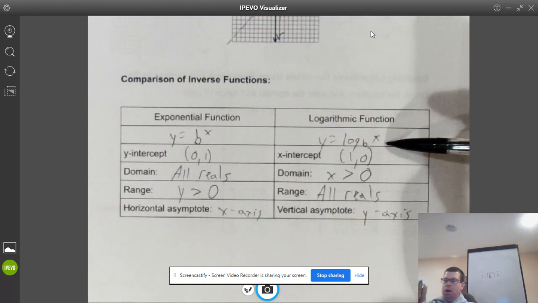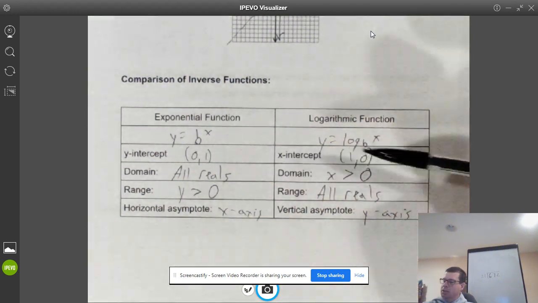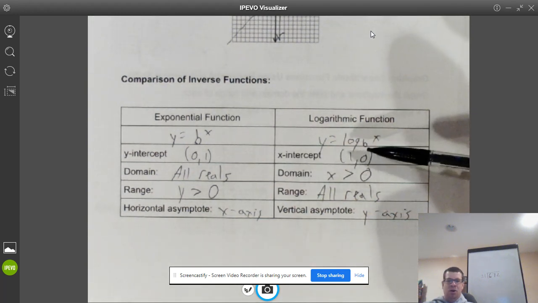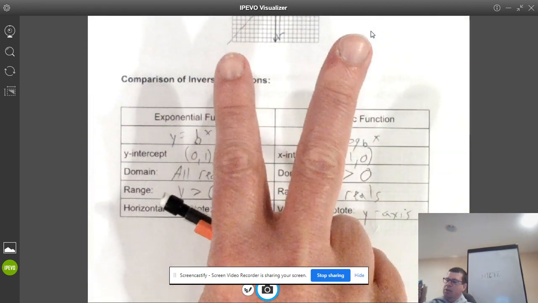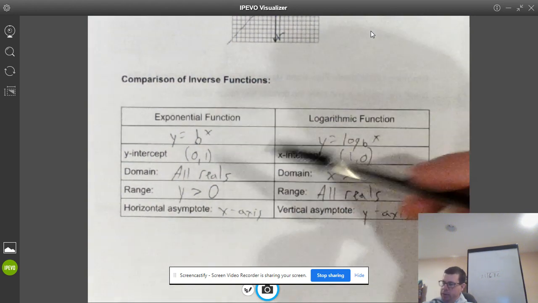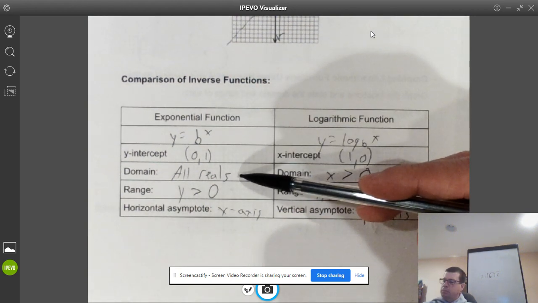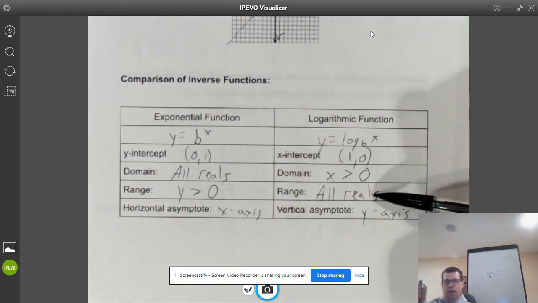So if I talk about a logarithmic function, it looks like this: y equals log base b of x. If an exponential had a y-intercept at 0, 1, it means this thing has an x-intercept at 1, 0. Again, when we talk about inverses, we're basically talking about taking all the x's and y's and just reversing them. So you see here the domain of an exponential is all reals. If I switch that over to a logarithmic, it means the range for a logarithmic function is all reals.